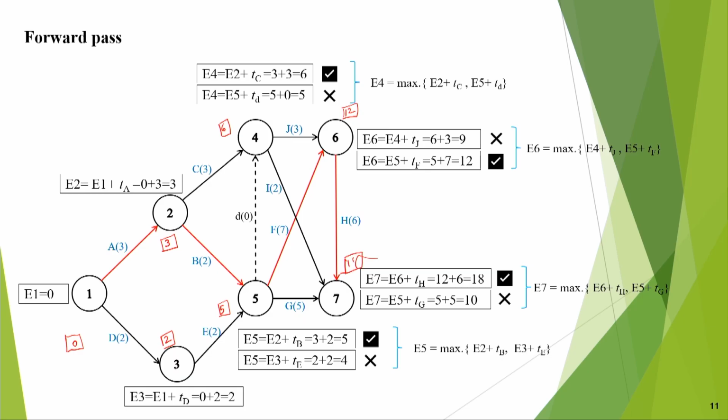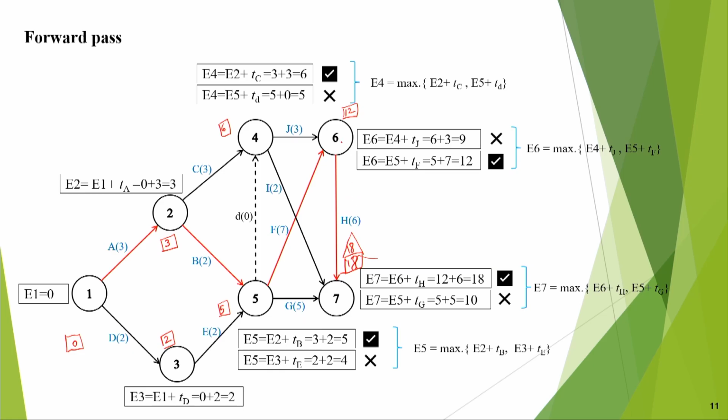This way I have finished the forward pass. You can see that my maximum project duration came out to be 18. Everything is culminating here, and from 7 nothing is going out. So that means 18. That is the forward pass. We can do the backward pass also here itself. We put 18 in the triangle, and 18.